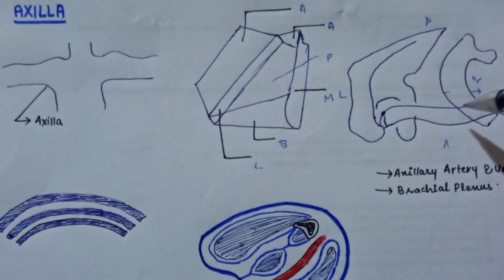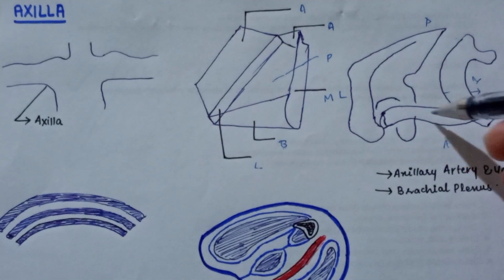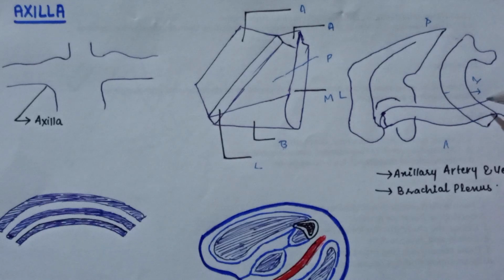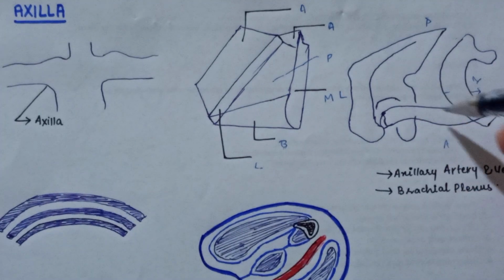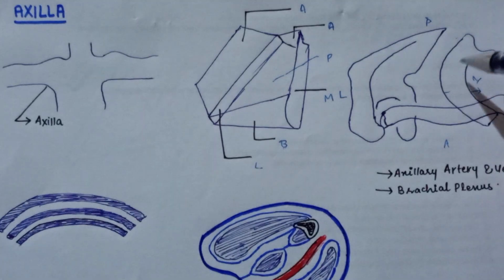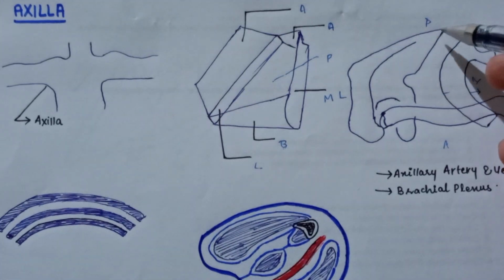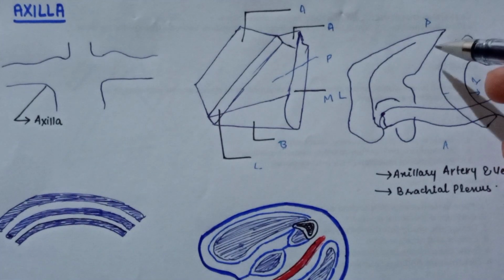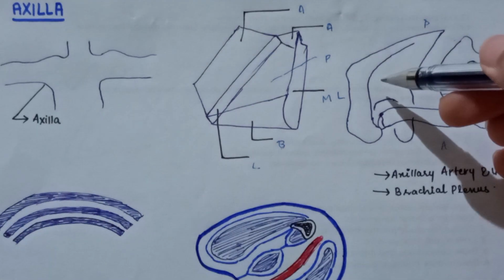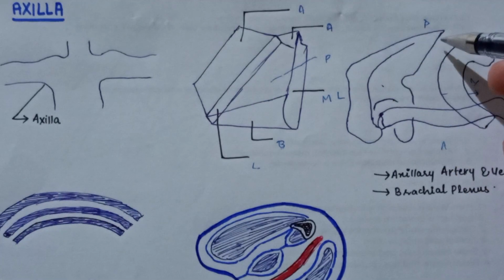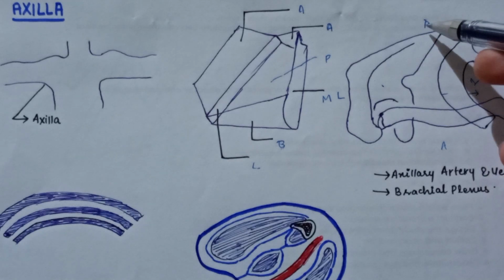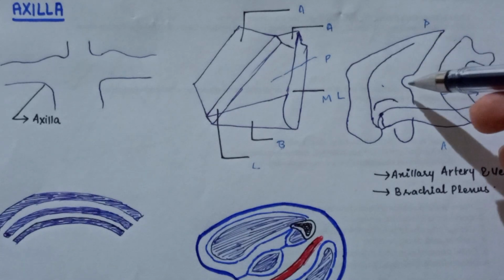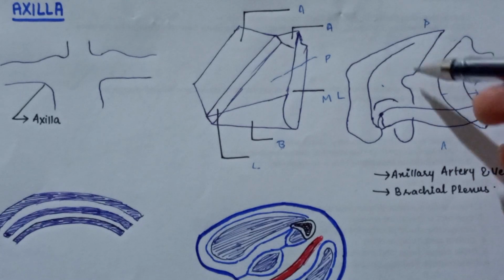This is your clavicle bone, and if this is the anterior surface, then obviously this will be the posterior surface. So the posterior surface of clavicle forms the anterior boundary, and this is posterior. Here it is formed by, which bone? This is your scapula. This is the upper border of scapula, superior border. So the posterior boundary is formed by the superior border of scapula.